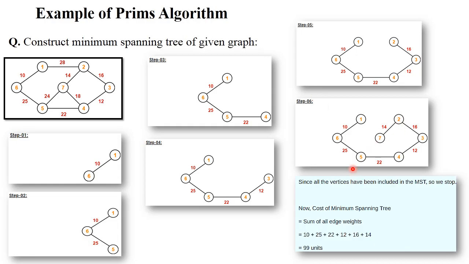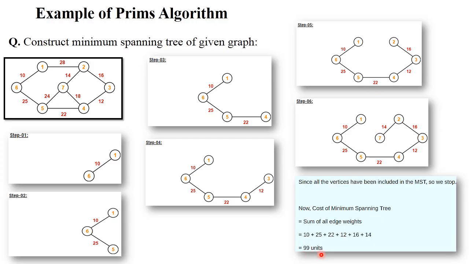So see here, all the vertices are visited. There are no remaining vertices, right? And this is the shortest path from 1 to 7. So all the vertices have been included in the minimum spanning tree. This is a minimum spanning tree of this given graph. So the cost of the minimum spanning tree means the sum of all the edge weights, that is 10 plus 25 plus 22 plus 12 plus 16 plus 14. So the total is 99 units.